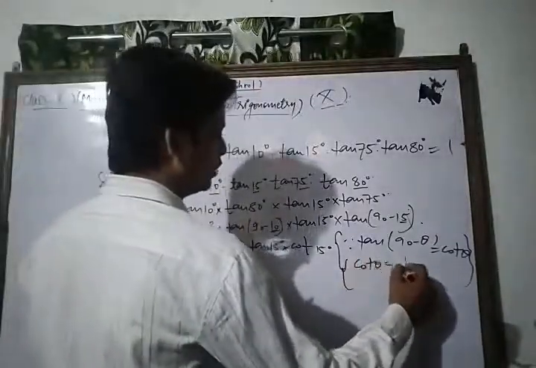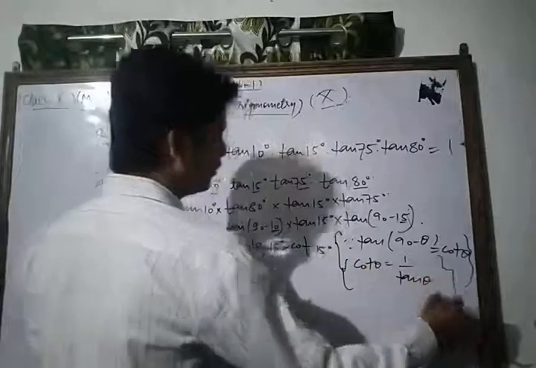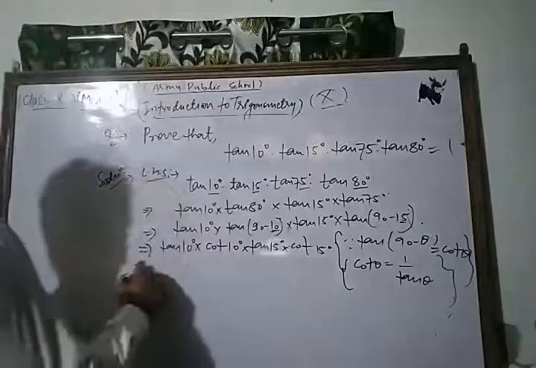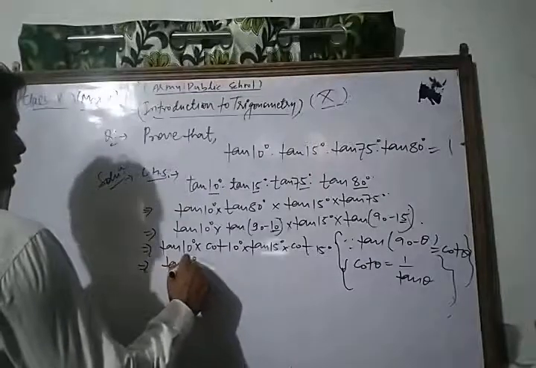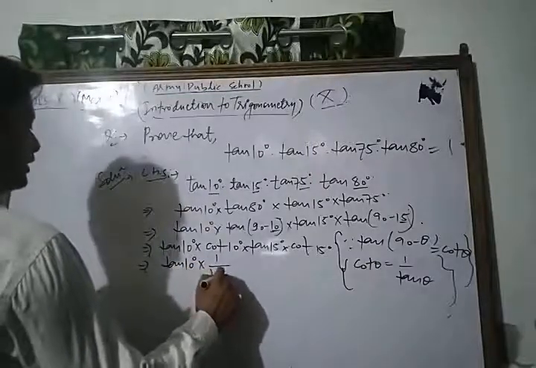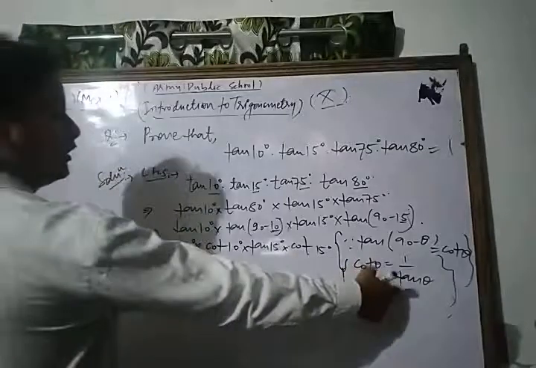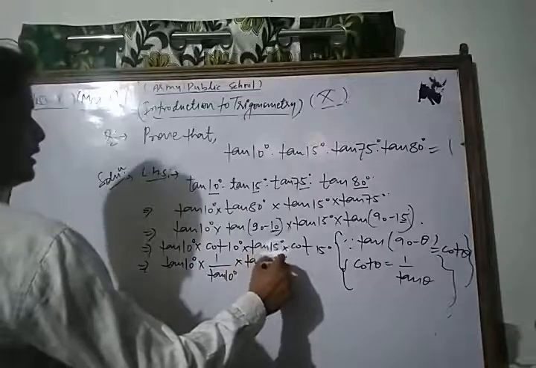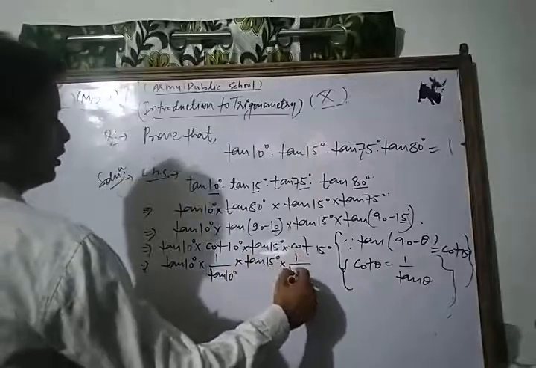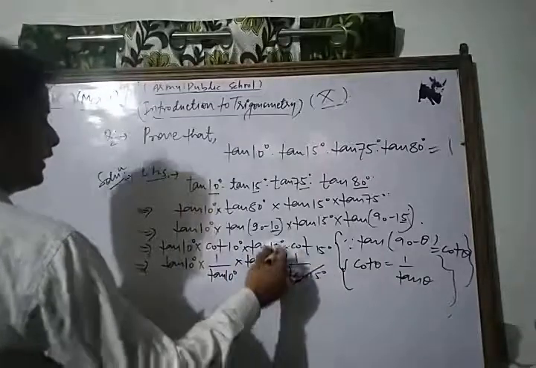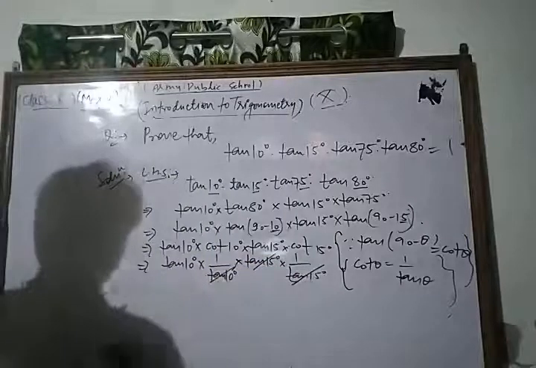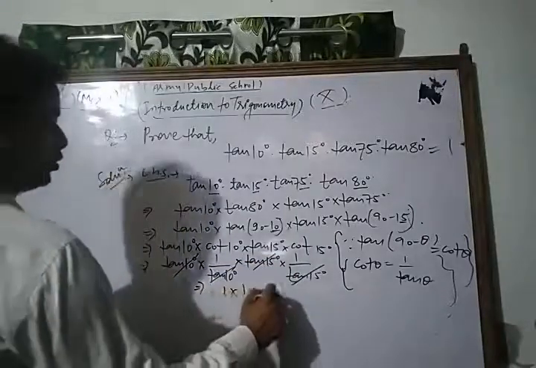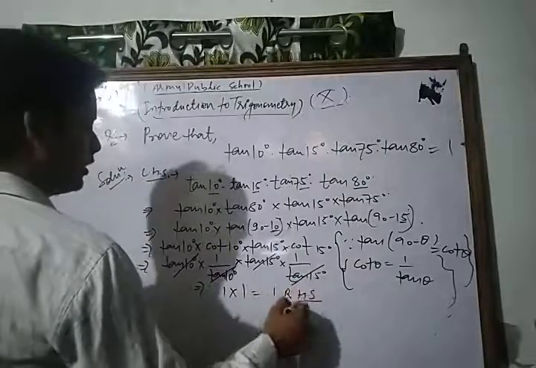Also you know that cot theta is equal to 1 upon tan theta, the reciprocal of tan. So here we can write tan 10 degree into 1 upon tan 10 degree, because cot theta is 1 upon tan theta, into tan 15 degree as it is, into 1 upon tan 15. Tan 15 cancels, tan 10 cancels. So we have 1 into 1 is equal to 1. This is your RHS. Hence proved.